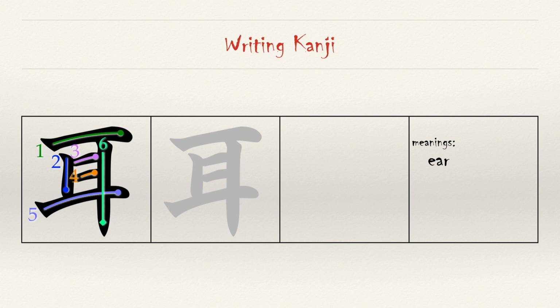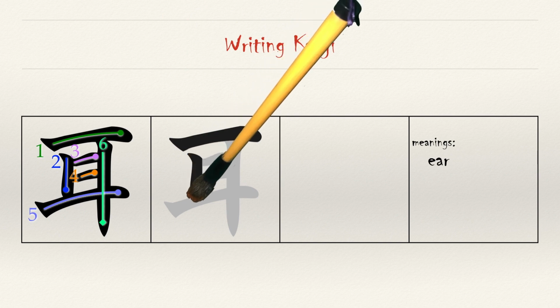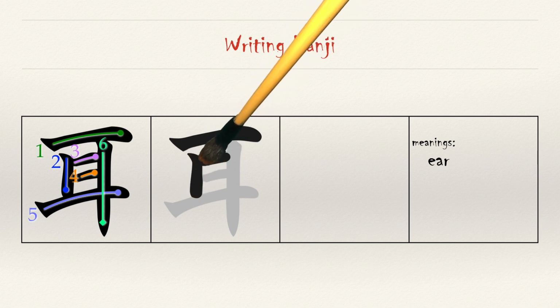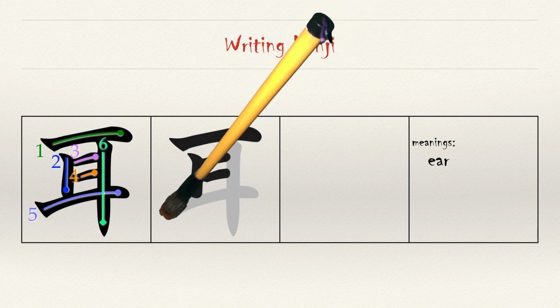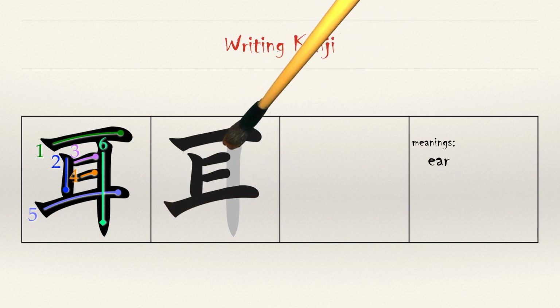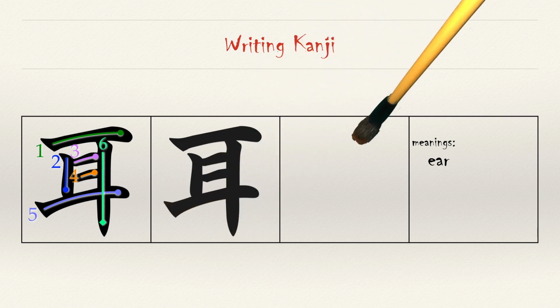Let's walk through this character together now. Stroke 1 is the top stroke. Stroke 2 goes down the left side. Strokes 3 through 5 are the remaining horizontal strokes. And stroke 6 closes off the right side.